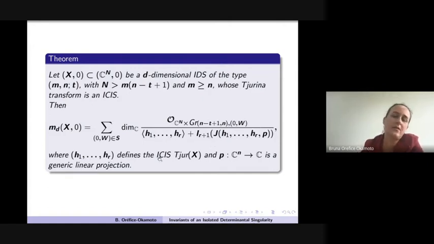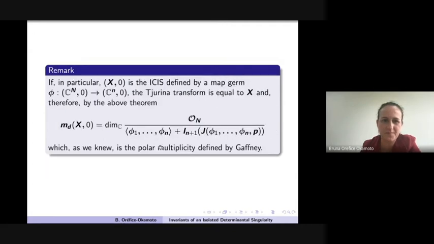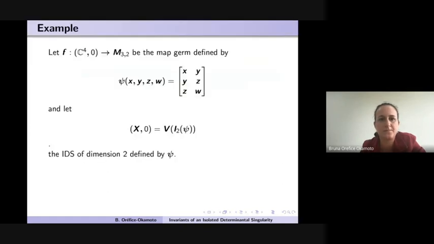And then I can calculate the multiplicity as a sum of dimensions of vector spaces, as desired. Before the example, I have a remark. If X were an ICIS, then the Teissier transform is equal to X. And therefore, the above is what we knew. This is the definition of Gaffney. Well, let's do an example.